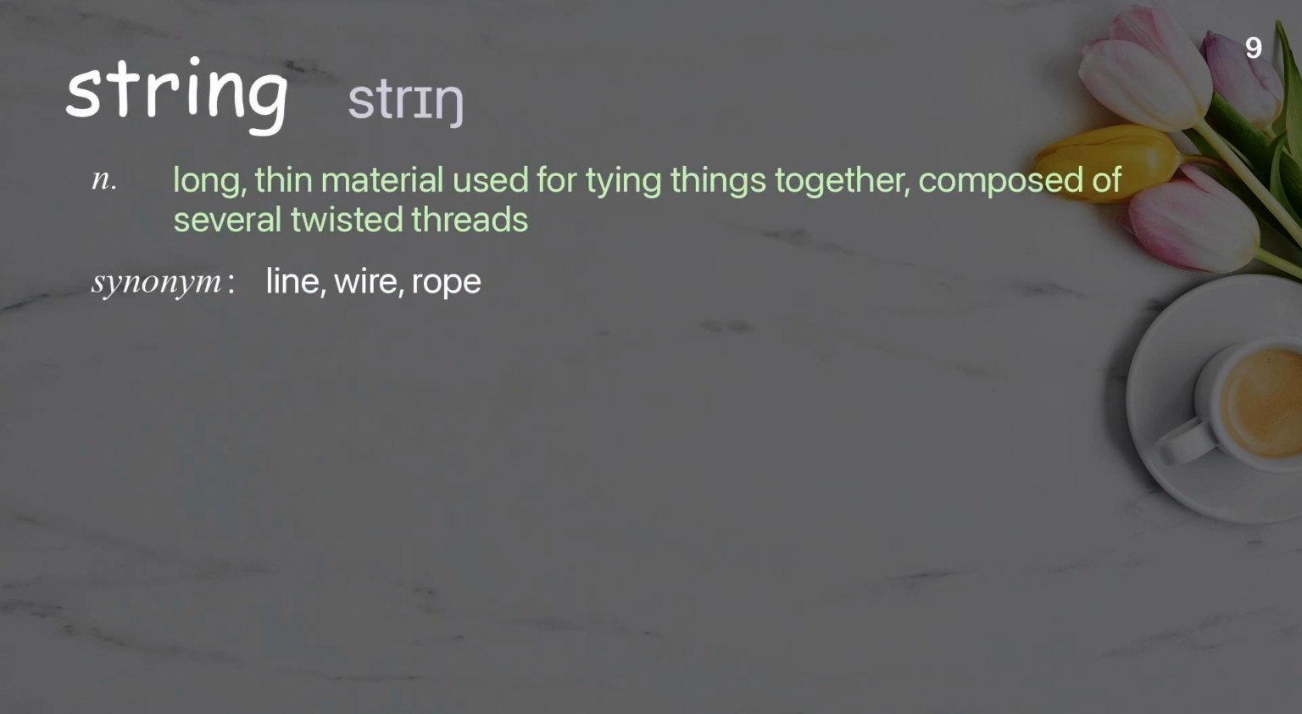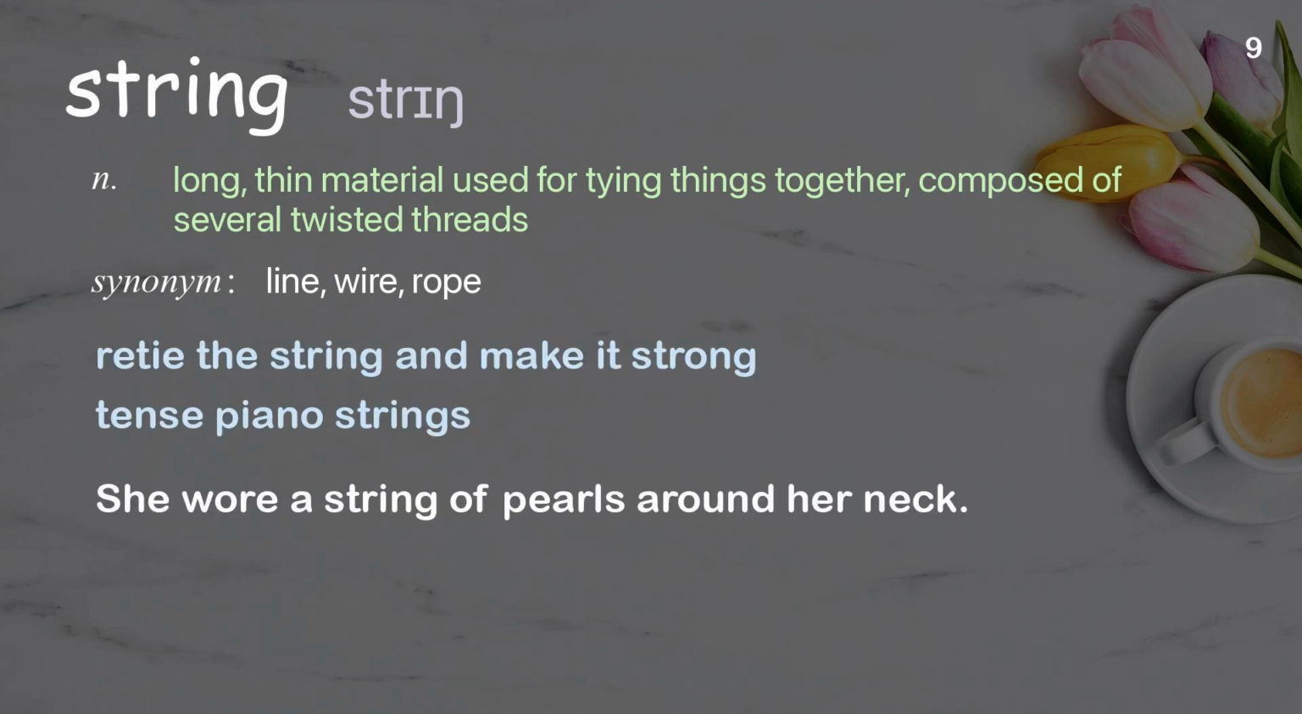String. Long, thin material used for tying things together, composed of several twisted threads. Examples: Retie the string and make it strong. Tense piano strings. She wore a string of pearls around her neck.